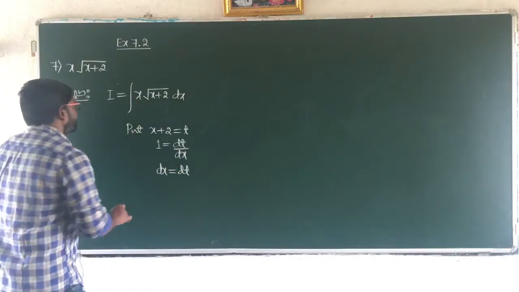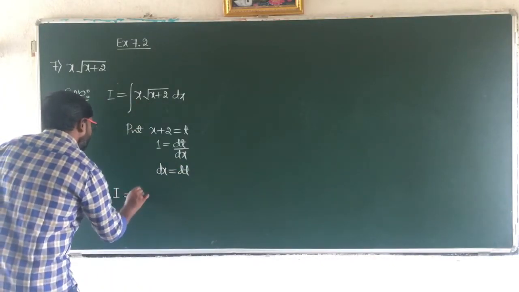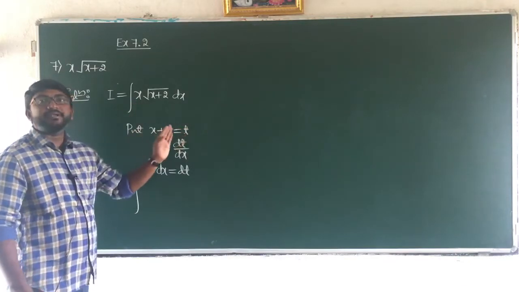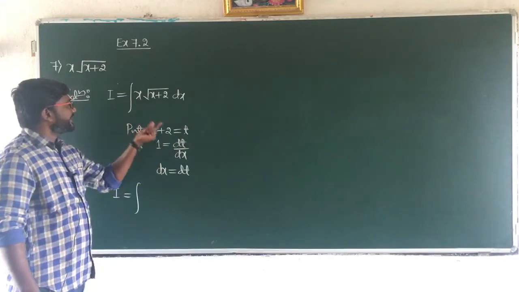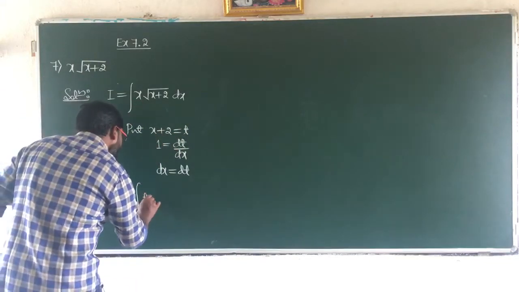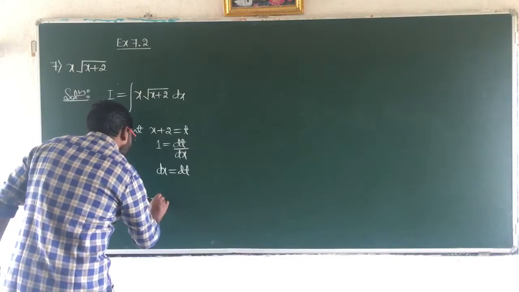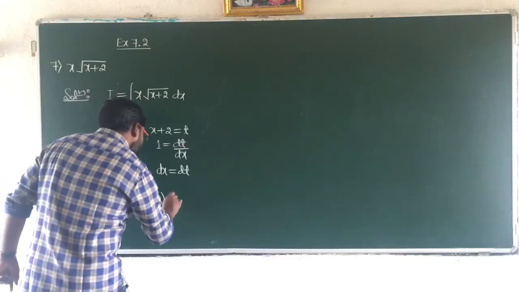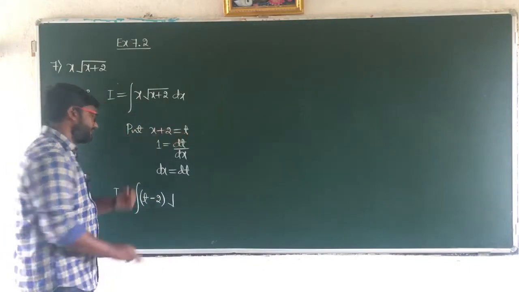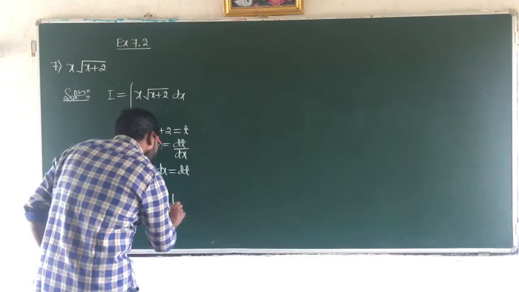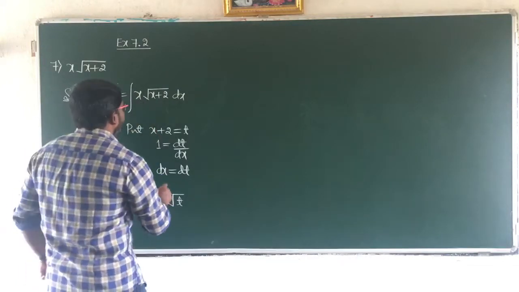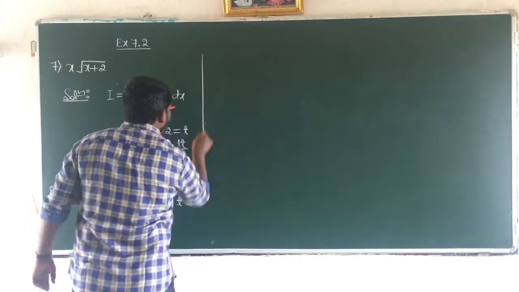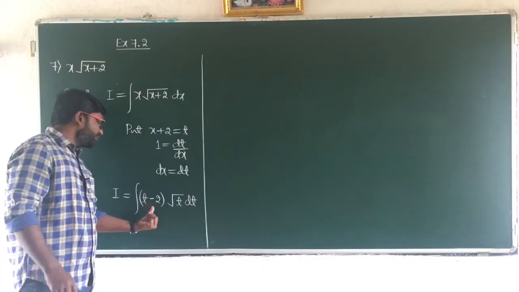So rewrite this now. I is equal to the integral of, what is x now? Take 2 to the RHS, it becomes t minus 2. So in place of x I can write t minus 2, then the square root of x plus 2, which is t. So it is root t. Then dx will be dt.